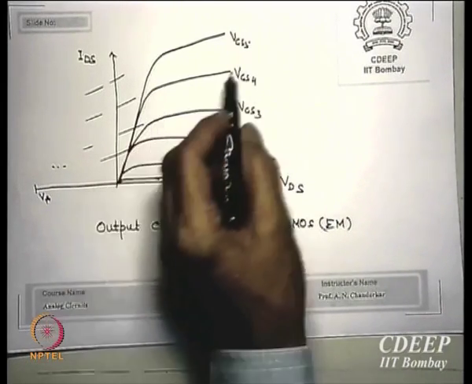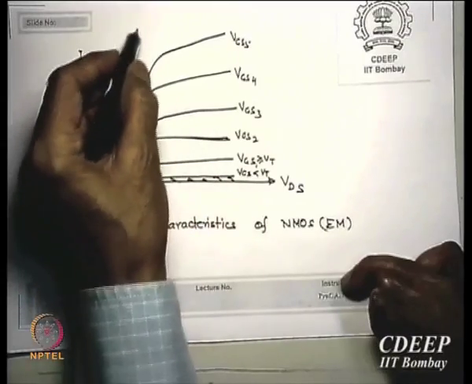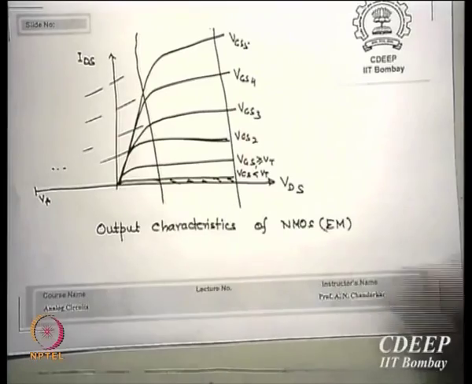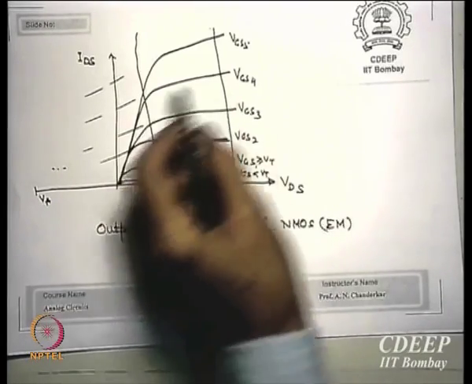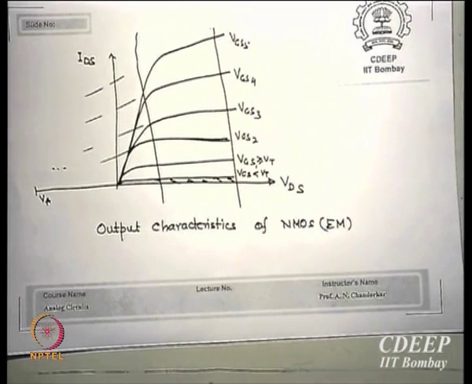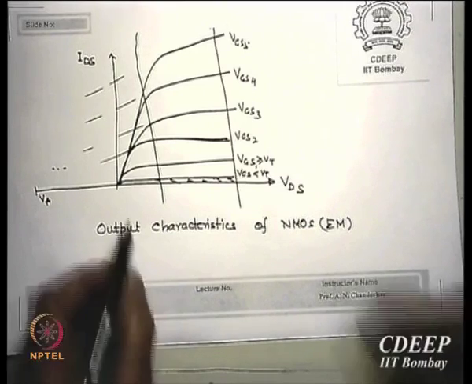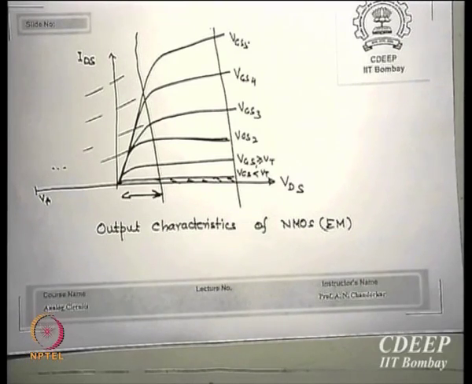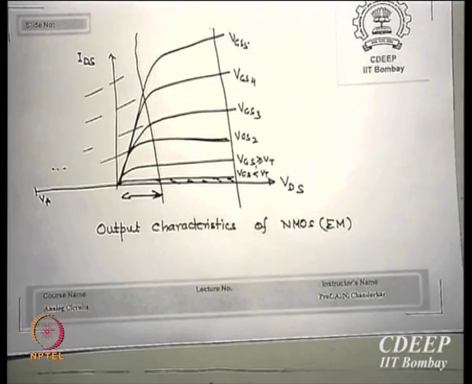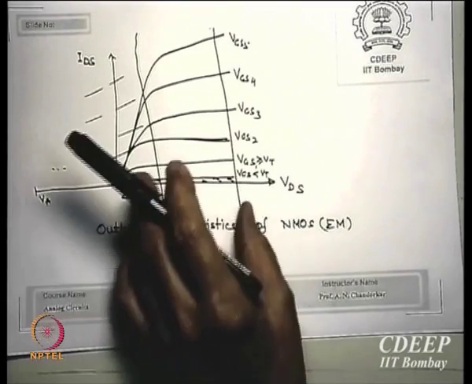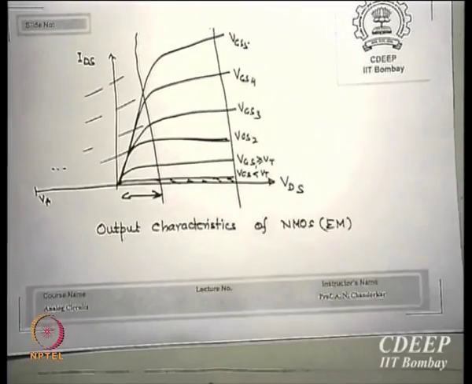But if you see at this region at least, in this region those slopes are not very much, but there is a finite slope, so if I increase VDS, current still increases marginally. But if you see this region, for every VGS, if I increase VDS, current increases roughly linearly. So what is this region called? The linear region of a MOS transistor. What is this region called? Because the characteristic roughly looks saturated, this is called the saturated region.